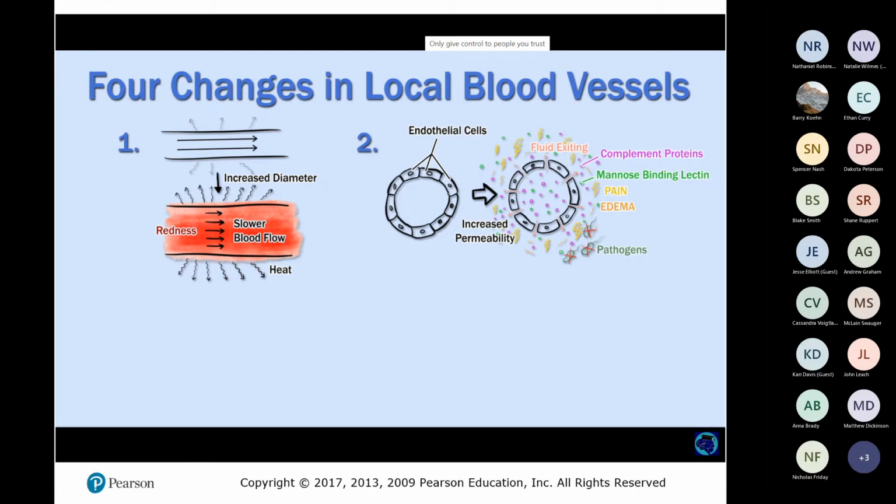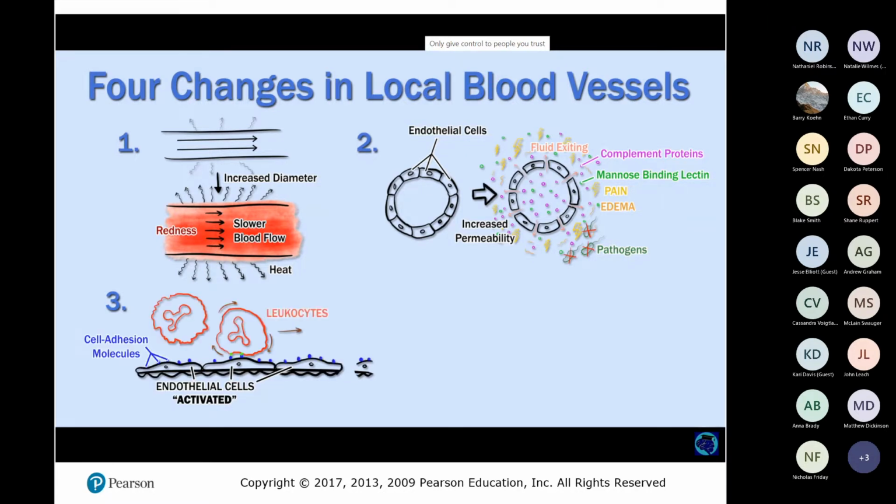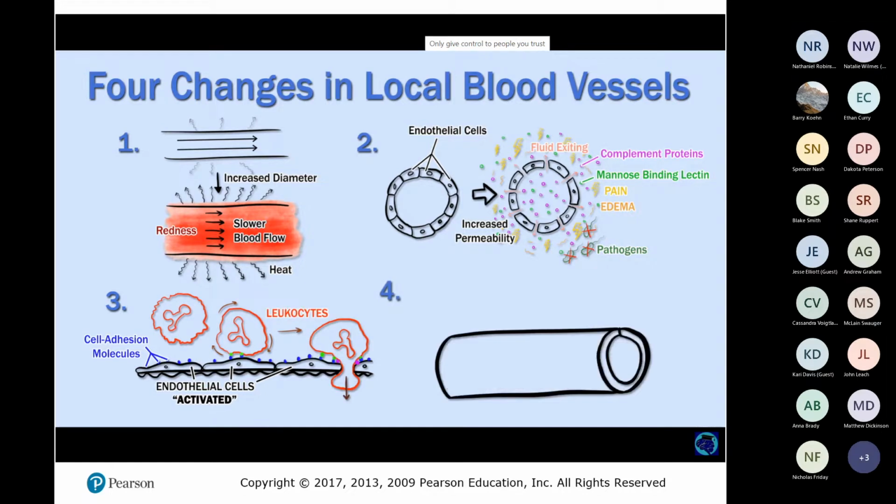3. Endothelial cells, which line the walls of blood vessels, are activated during inflammation. That is, endothelial cells express cell adhesion molecules that promote the binding of circulating leukocytes, otherwise known as white blood cells. 4. There is clotting in the microvessels at the site of infection, which prevents pathogens from spreading via the blood.